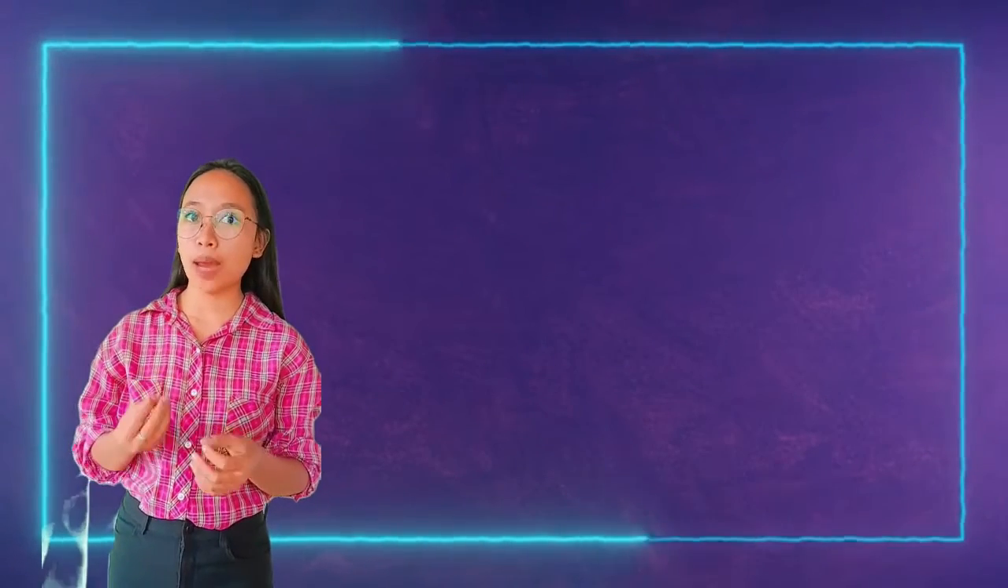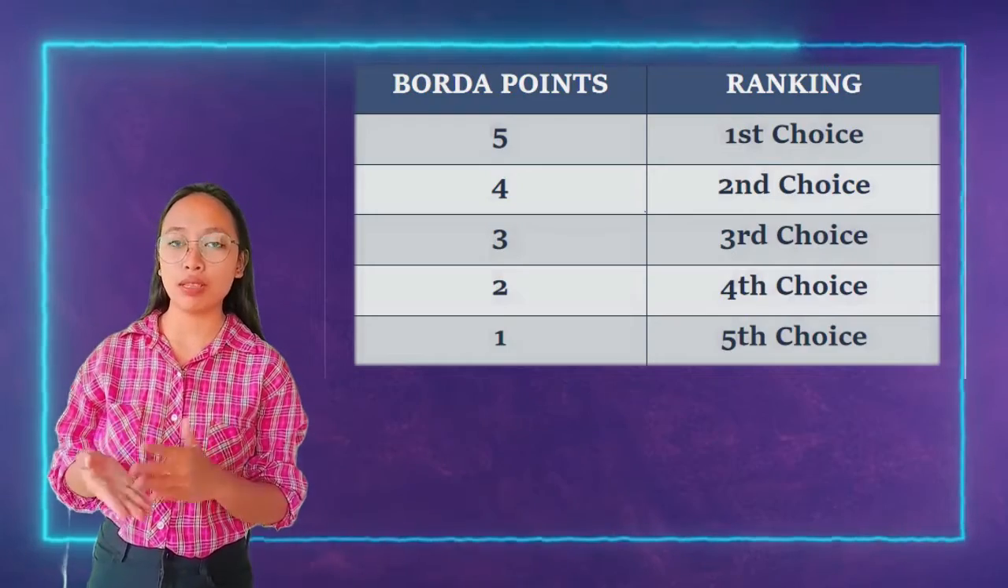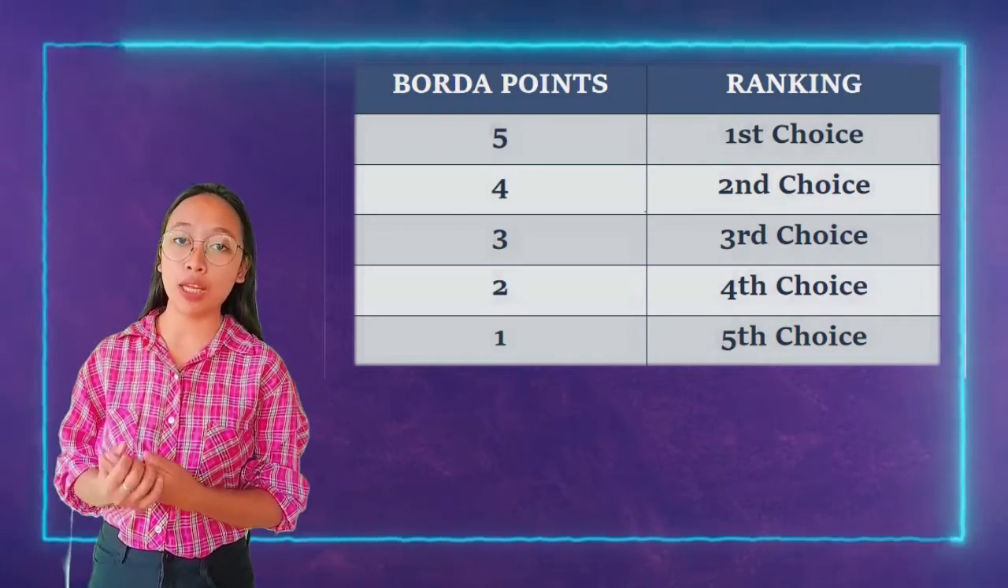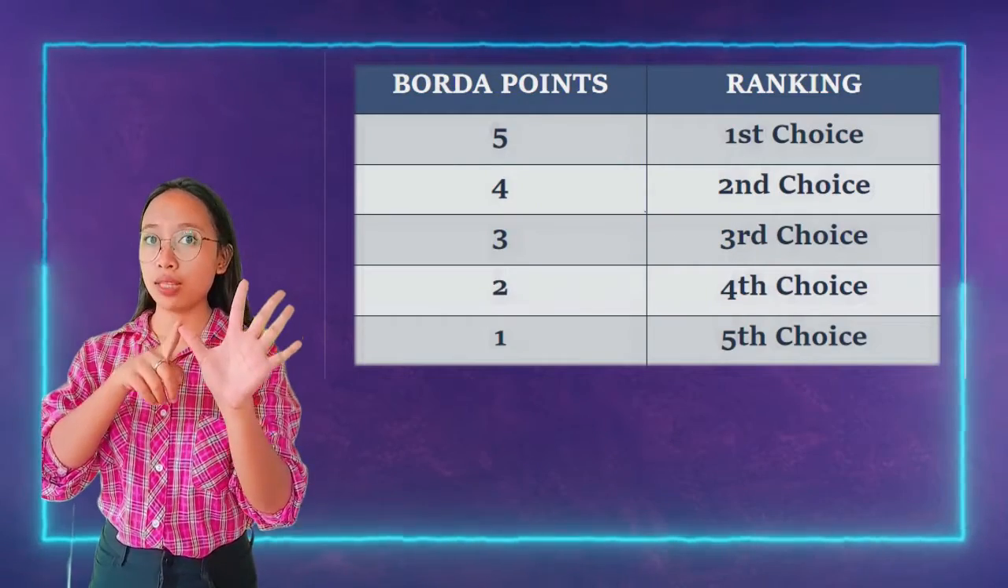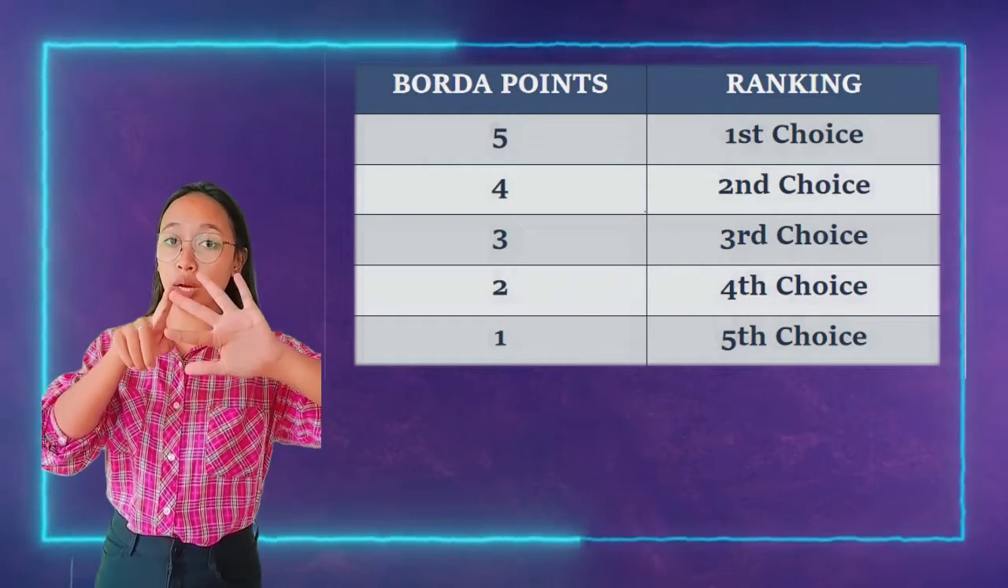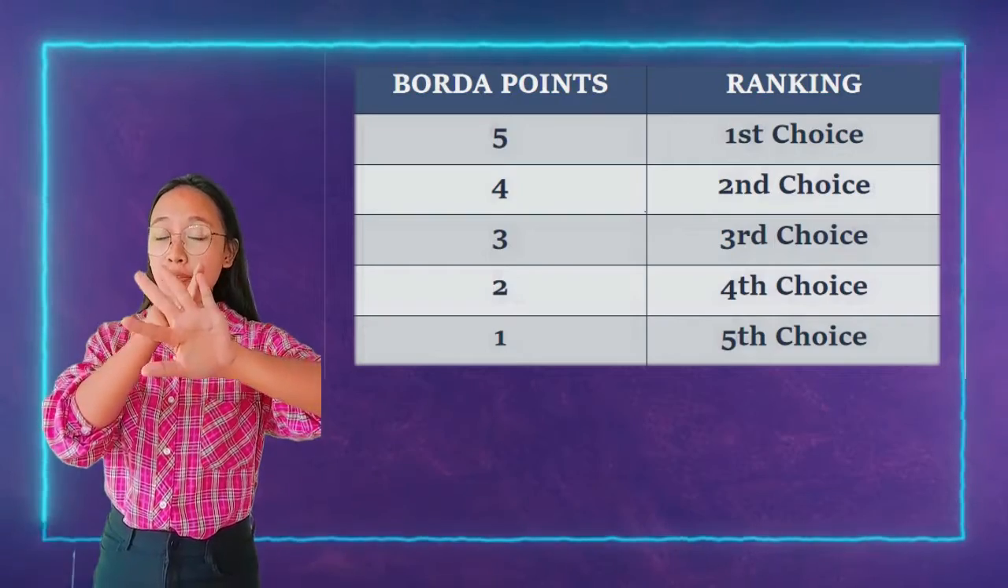With that definition, it means that every preference that you mark on your ballot paper has an equivalent number of points. So the question now is how you would know how many points are equivalent to every preference. It always differs according to the number of candidates running for any position. So if there are 10 candidates, then 10 points would be given to your first preference, then 9 points to your second one, then 8 points to your third one, then 7 points to the fourth one, and 6 points to the fifth one, and so on.